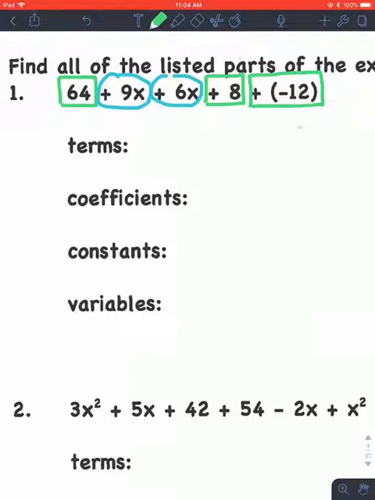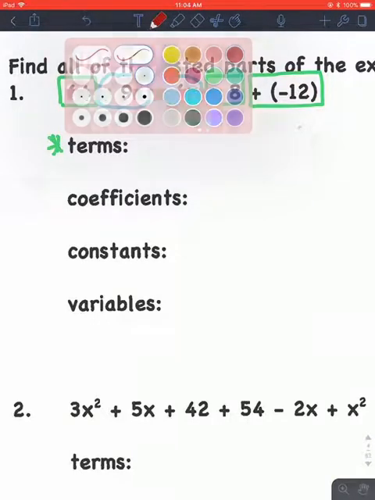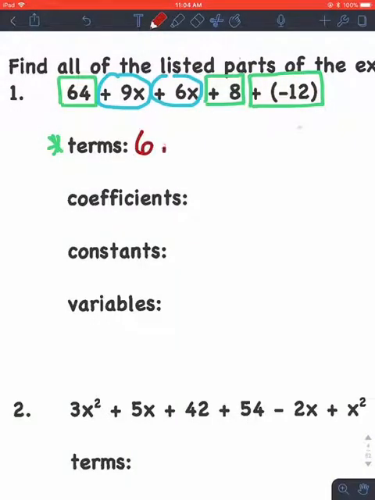For terms, when the question asks for terms, I'm literally just going to list out each of the things in the shapes. So 64, 9x, I'm just listing them, that's why I have commas. 6x, 8, and negative 12. You don't have to write down the plus signs, but the 12 is negative, so I need negative 12.